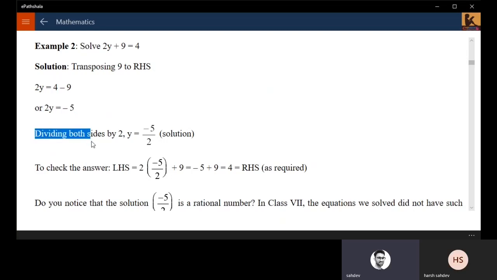Now to remove this 2 from the y variable, we'll divide both the sides by 2 and it becomes y equals to minus 5 by 2, and that's our solution.